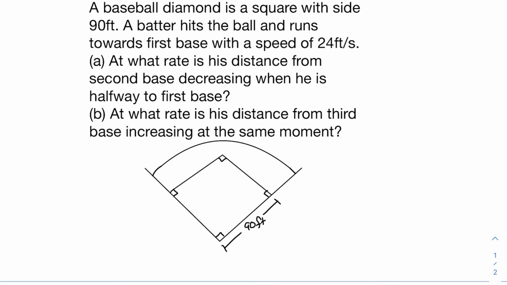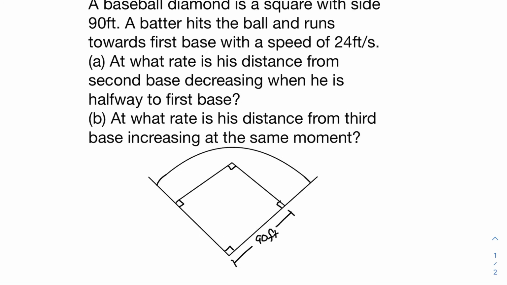A baseball diamond is a square with side 90 feet. A batter hits the ball and runs towards first base with a speed of 24 feet per second. At what rate is his distance from second base decreasing when he is halfway to first base? And at what rate is his distance from third base increasing at the same moment?